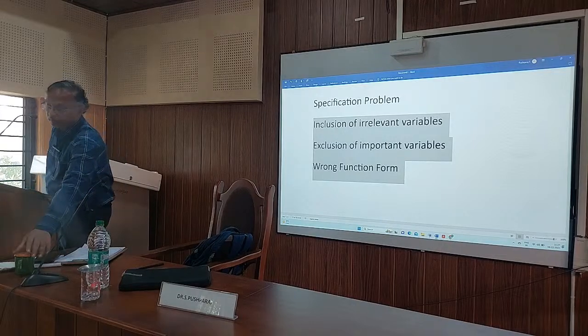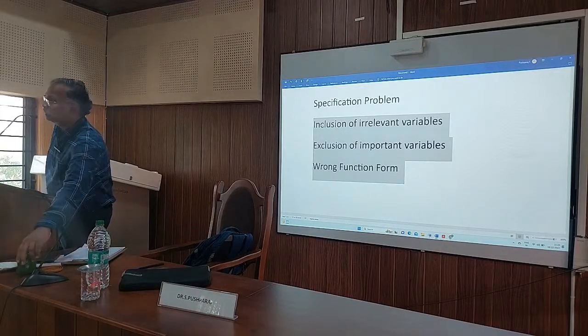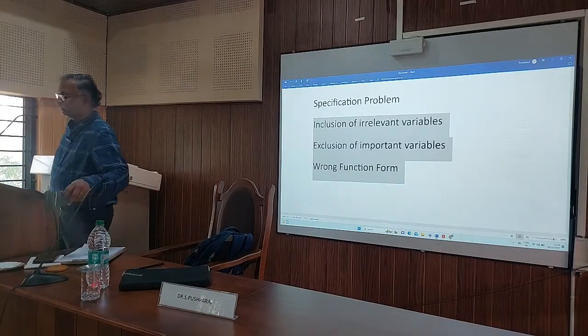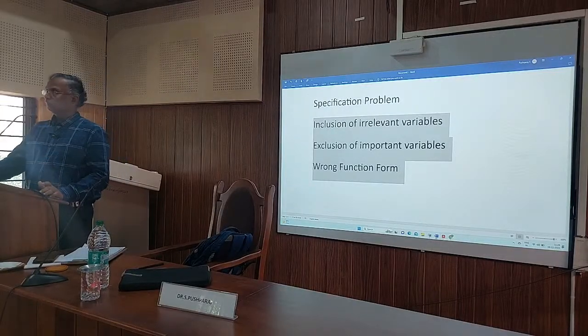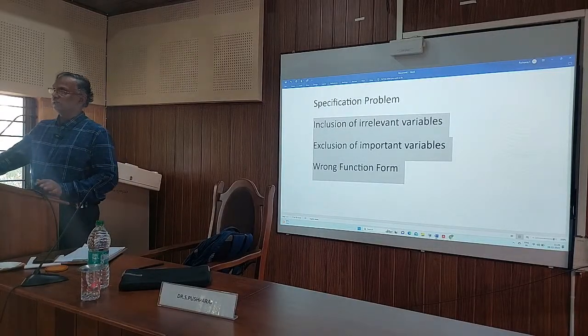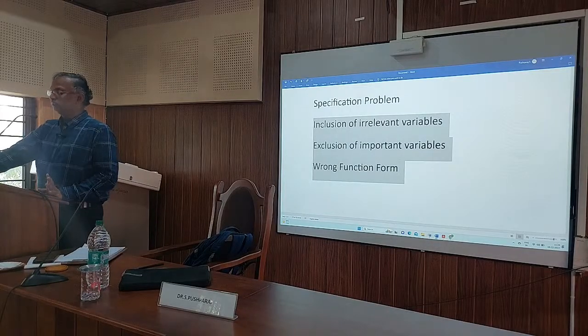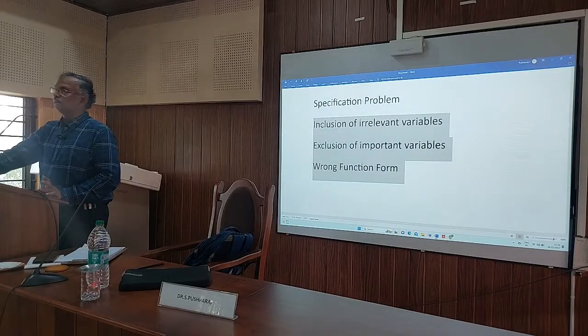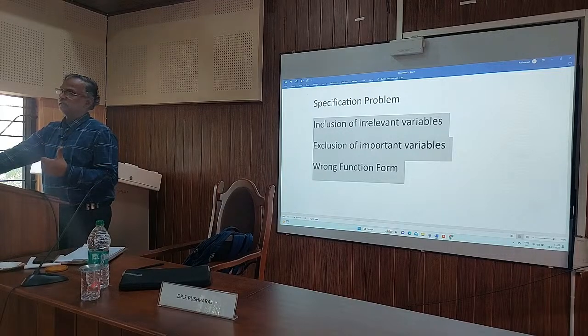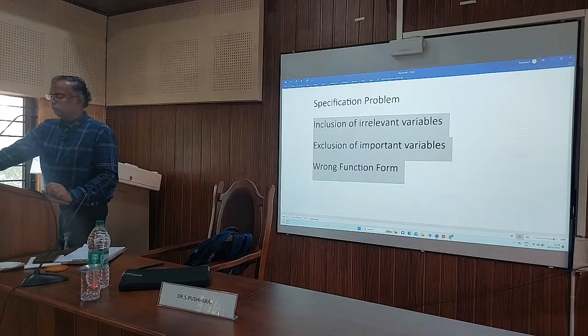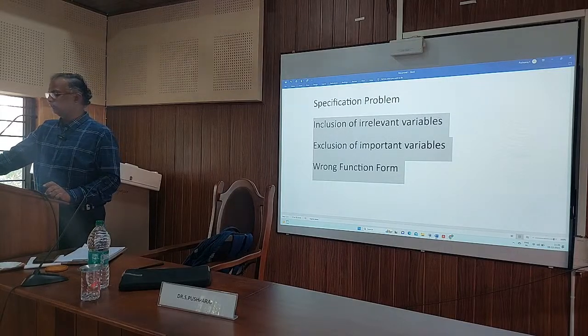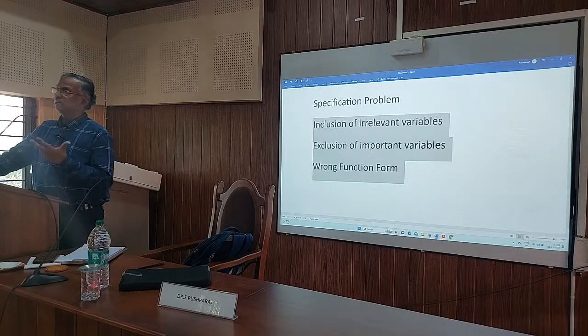In fact, this first issue is not very serious, right? The inclusion of irrelevant variables is not a big issue considered in relation to the other things. In fact, the inclusion of irrelevant variables will make the estimates and the forecast inefficient. But this exclusion of important variables will create a lot of problems.